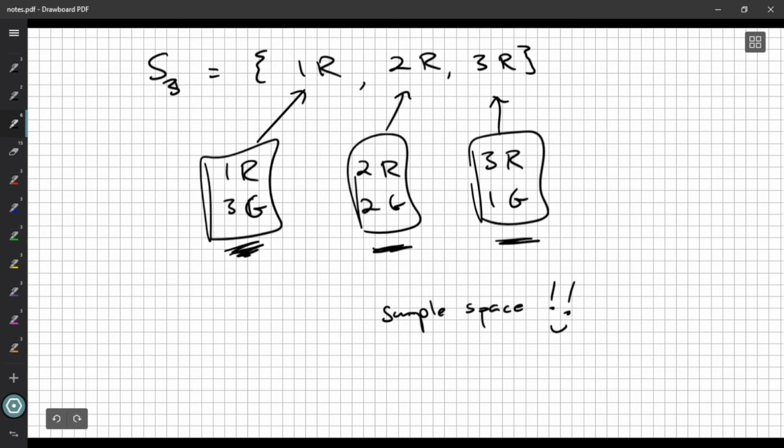And there we go. Only S3 was a sample space. The other 2 failed, and they failed for different reasons.